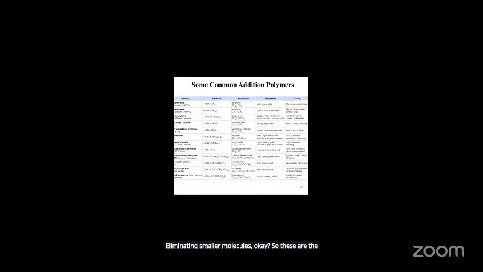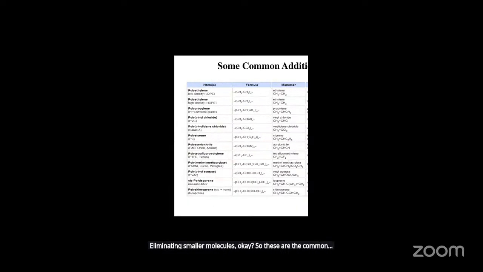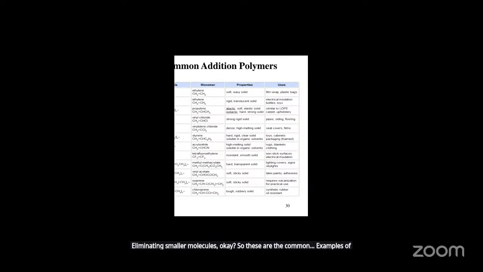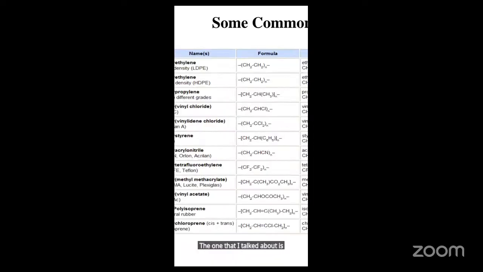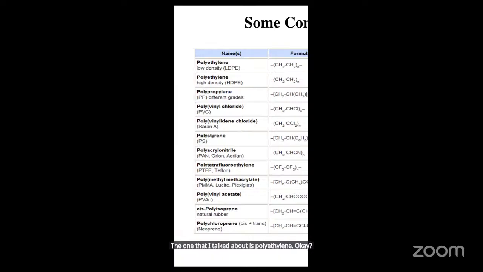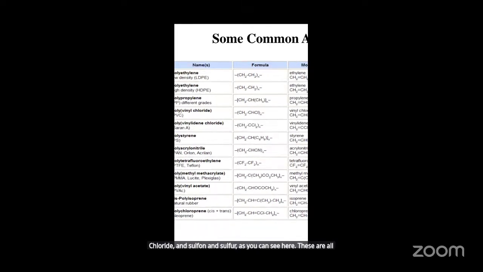Okay. So these are the common examples of addition polymers. The one that we talked about is polyethylene. Okay. We have polyethylene, we have polypropylene, we have polyvinyl chloride, and so on and so forth, as you can see here. These are all addition polymers. They come from addition reaction.